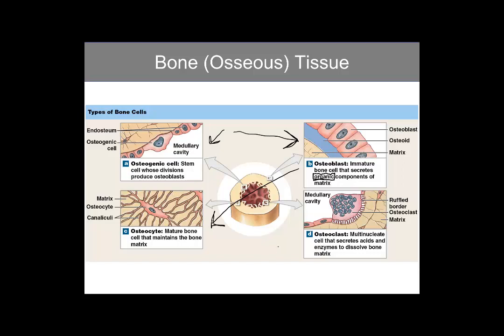The last cell type is the osteoclasts. And osteoclasts are very large, multinucleated cells that secrete acids and enzymes that dissolve bone matrix. So in a way, the osteogenic cells, the osteoblasts, and the osteocytes, their function is to build bone, while osteoclast has the function of breaking it down.